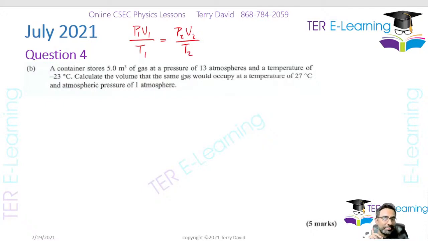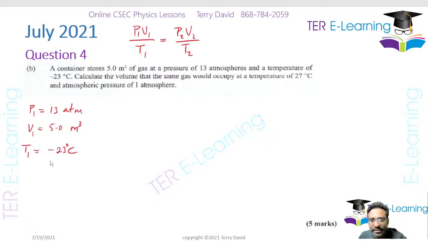Now, when it comes to the gas laws, there's something you need to pay attention to, and you gotta be careful. So my initial pressure, my P1, if we look at the question here, is 13 atmospheres, right? My initial volume, my V1, is 5.0 meter cube. My temperature, now this is where students will make mistakes. They gave you the temperature as minus 23 degrees Celsius. What you need to do is make sure you convert this into Kelvin, please. So minus 23 plus 273, and what I'm going to get here is 250 Kelvin. When you're using the gas laws, it must work in Kelvin, not degrees Celsius.